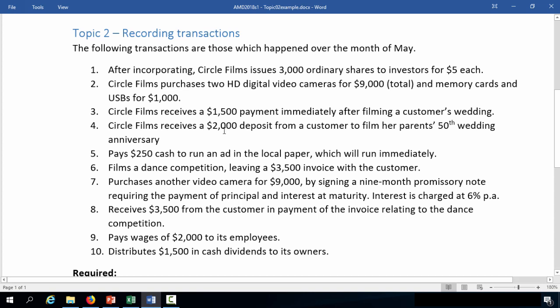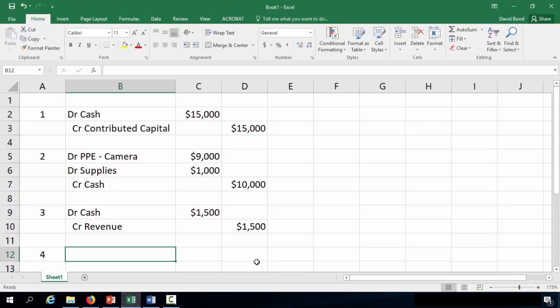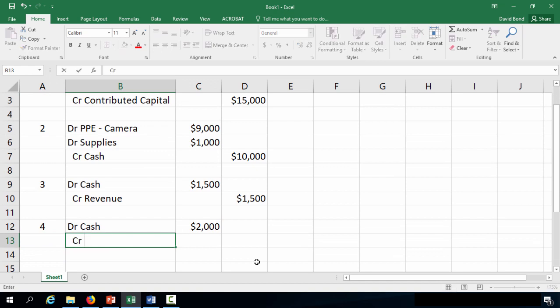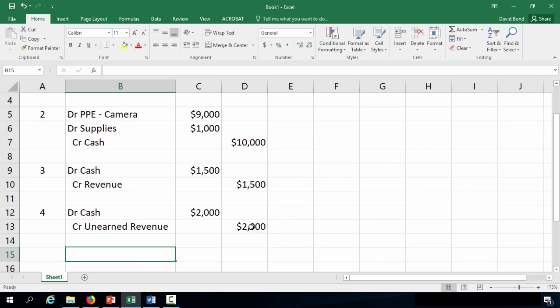Circle Films receives a $2,000 deposit from a customer to film her parents' 50th wedding anniversary. Similar but different to 3, I should say. They received cash in both cases, but in this case they haven't actually performed the service. So we debit cash 2,000, and we credit unearned revenue. Credit unearned revenue 2,000 to reflect that this entity owes $2,000 worth of work.